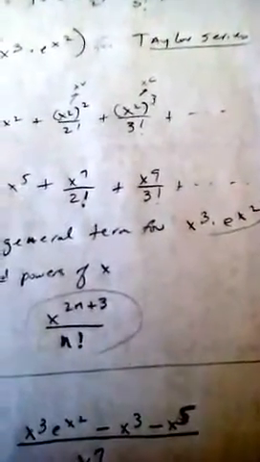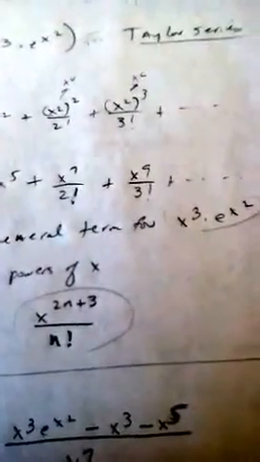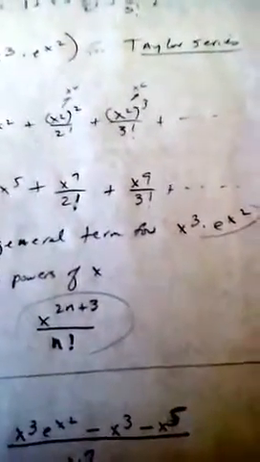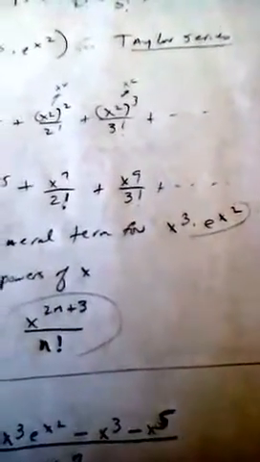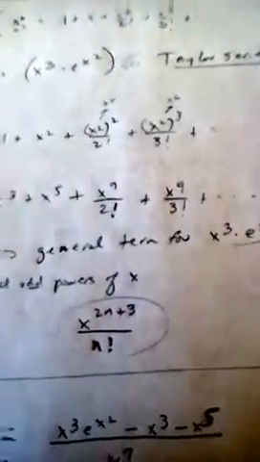I would now check it for n equals 3, moving to the next. So I'd have 3 factorial in the denominator over x to the 2 times 3 plus 3, x to the 9th. So that works.